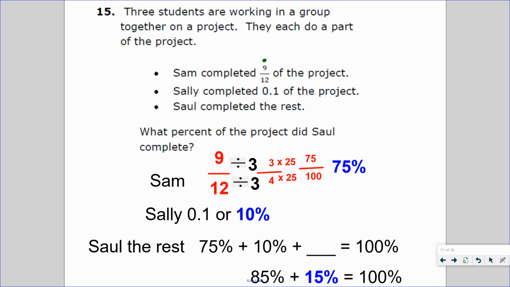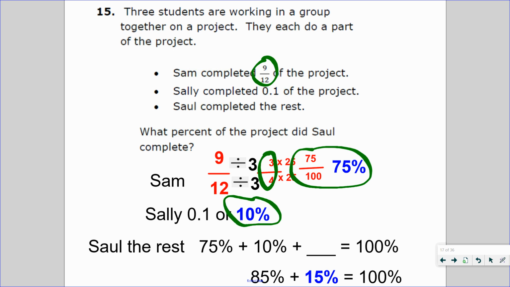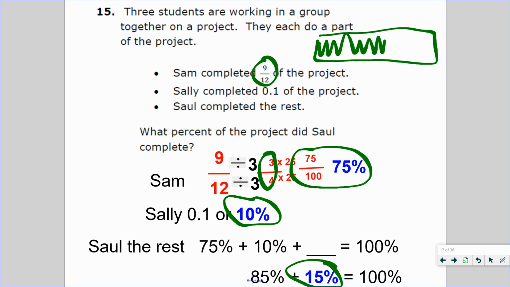So Sam, 9/12, simplifies to 3/4, and we should know 3/4 is 75%. Sarah completed 1/10 of the project, so she completed 10%. So what's left? Here's a bar. This is 100%, the whole thing. 75% is done by Sam. 10% more, that's 85% now, is done by Sarah. So what's left? 15% is left.